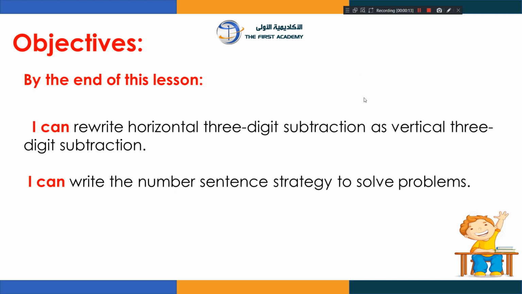By the end of this lesson, you're going to be able to say, I can rewrite horizontal 3-digit subtraction as vertical 3-digit subtraction. Now, do you remember what horizontal means? I hope so. It means when you write a number from left to right, and vertical from up to down. So I can rewrite horizontal 3-digit subtraction as vertical 3-digit subtraction.